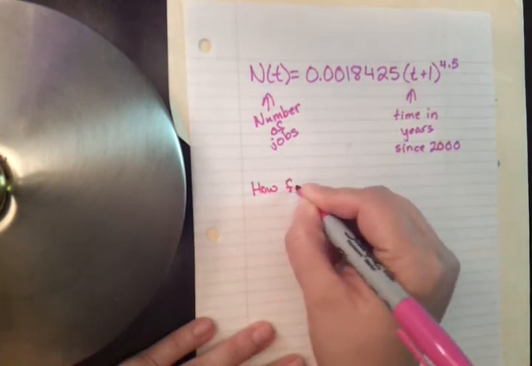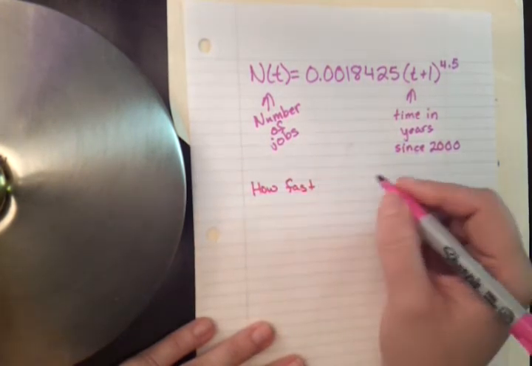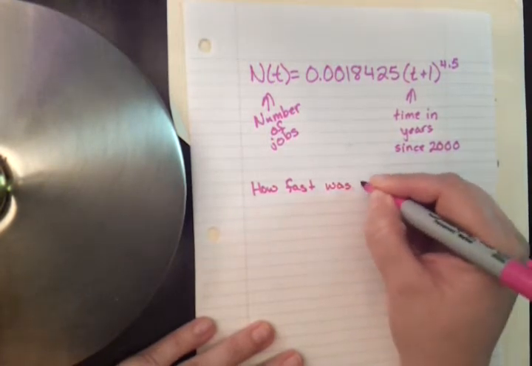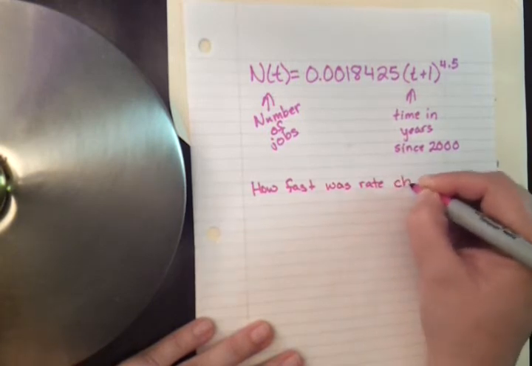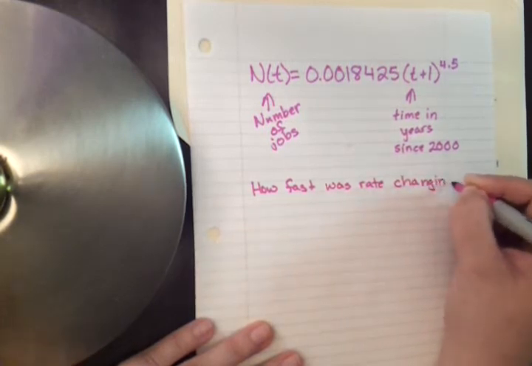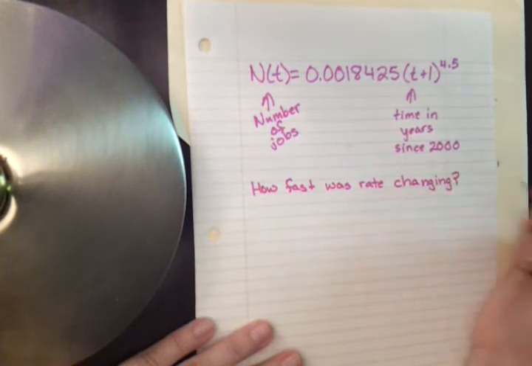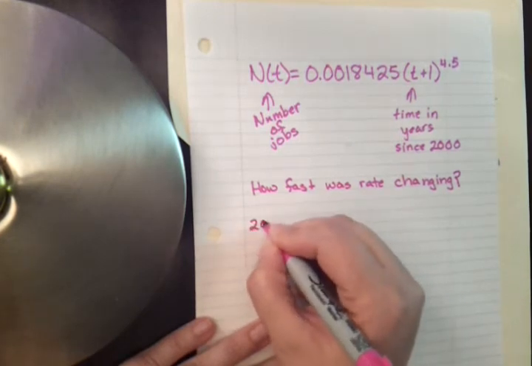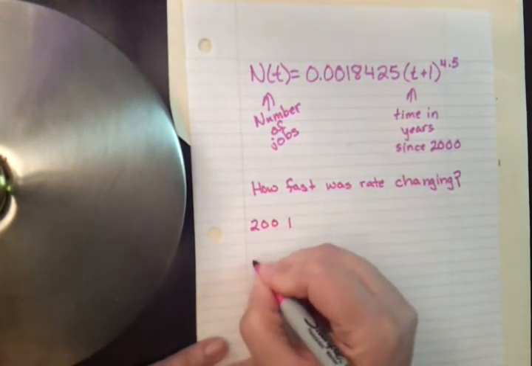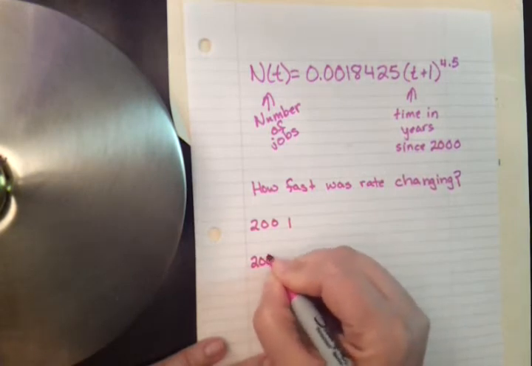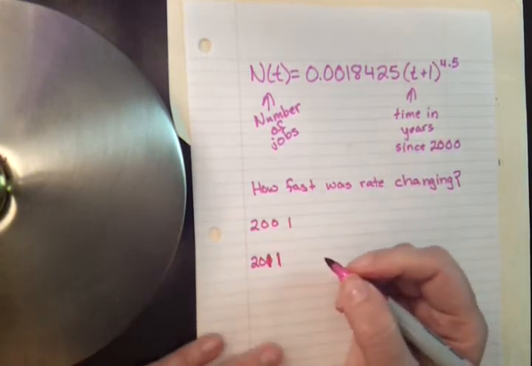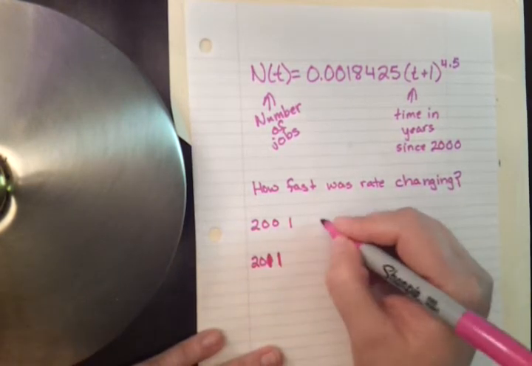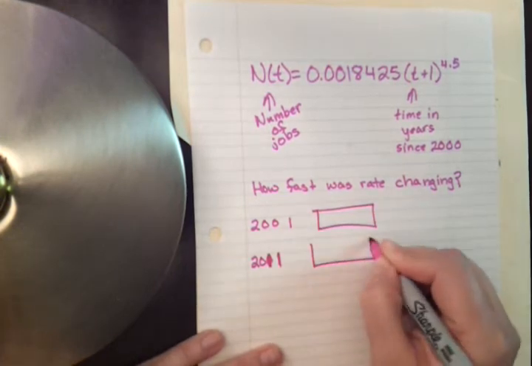How fast was the rate changing? How fast was the rate that jobs were leaving the country changing? That's essentially what they're asking here. Well, we know that that question means we need to take a derivative. And they want to know how fast it was changing in 2001 and how fast it was changing in 2011. Your years may be different here. Mine happen to be 2001 and 2011. I'm going to give you a box to answer here and a box to answer here.